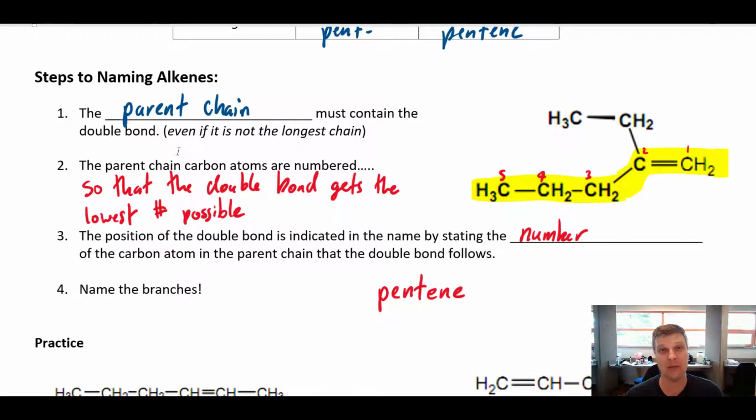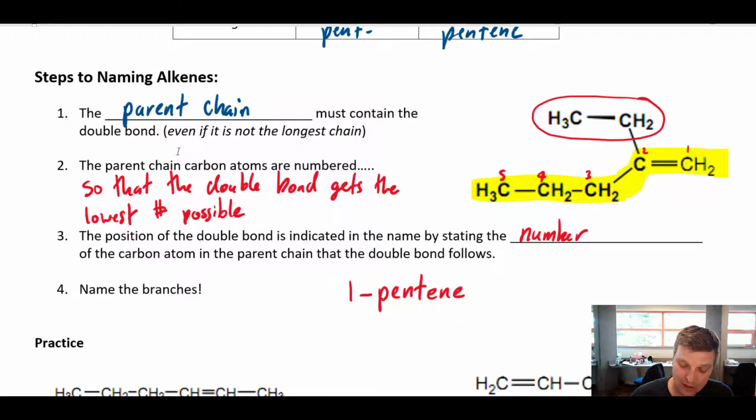I need to tell you the position of that double bond. That double bond could be anywhere. So in this case, this is 1 pentene, and we've got most of it, except this also has a branch sticking off of it here, and we can see that that branch has 2 carbons in it, no double bonds or anything, so that is an ethyl branch. There's a 2 carbon branch, and that occurs on the 2 carbon. So this would be 2 ethyl 1 pentene, and that would be my name.